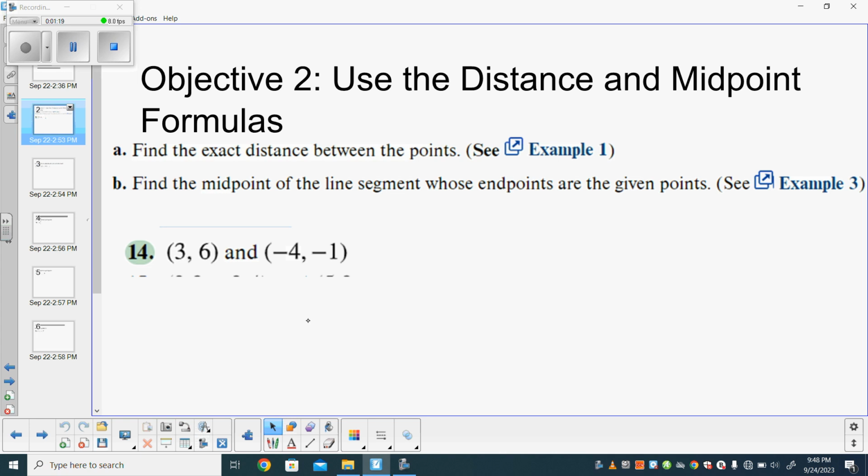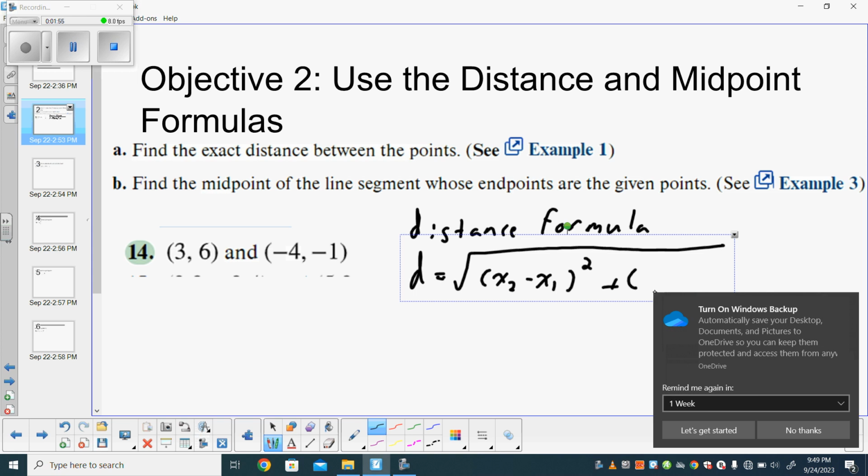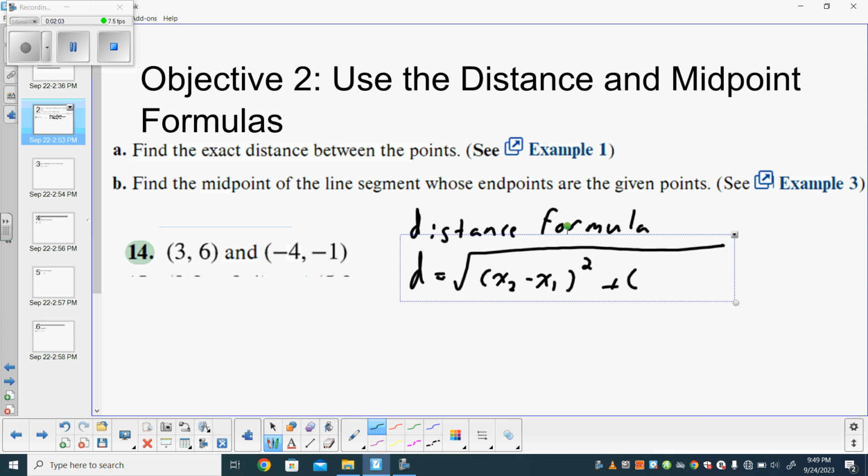And the distance formula is as follows. D equals the square root of x2 minus x1 squared plus y2 minus y1 squared. All right.